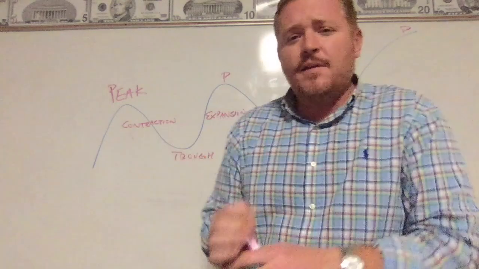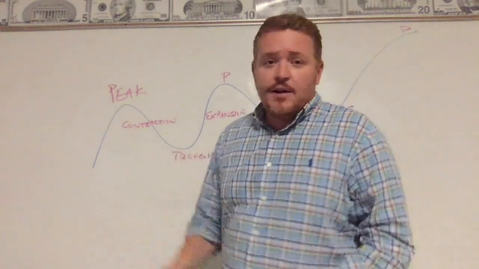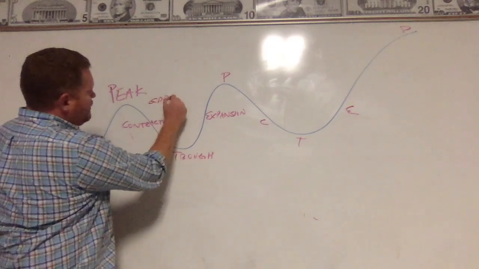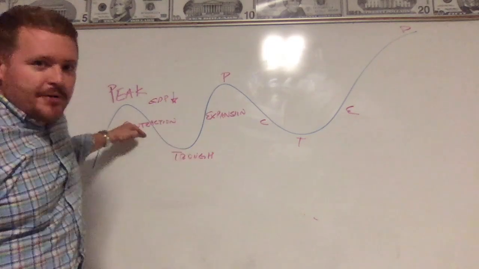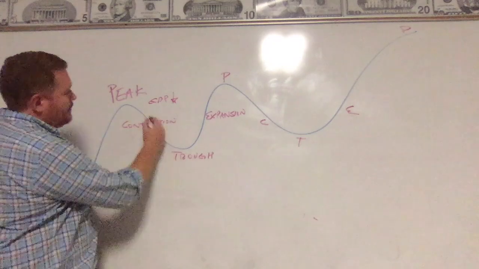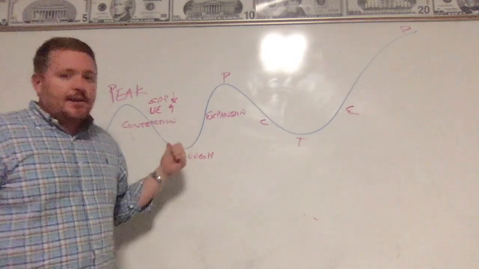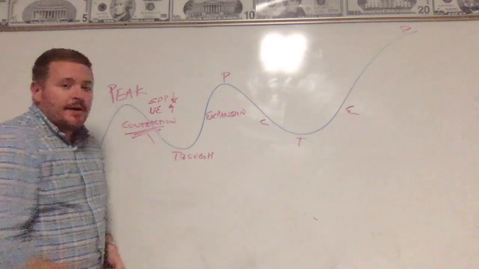But there's a little bit more to this. Make sure that you understand, for example, in a contraction phase, what you're going to see is GDP is going to be decreasing. We're not going to be producing as much during this phase. We're also going to be experiencing more unemployment. Unemployment is going to increase. People are going to begin to lose their jobs during this slowing down of the economy.